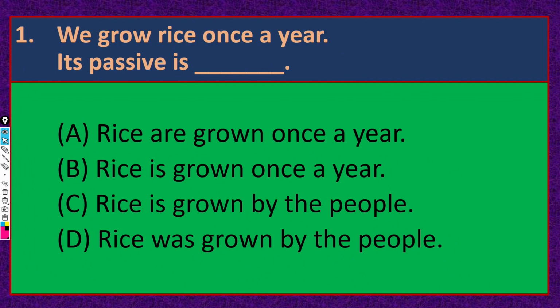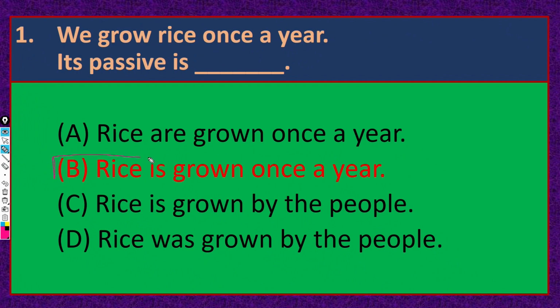You see, rice is uncountable, so we cannot use were. Then come to B, C, D: rice is grown once a year, rice is grown by the people, rice was grown. This is present simple, so there is no question of rice was. Out of B and C, by the people is understood, so we should not use by. So, the right answer is: rice is grown once a year. This is the correct answer.